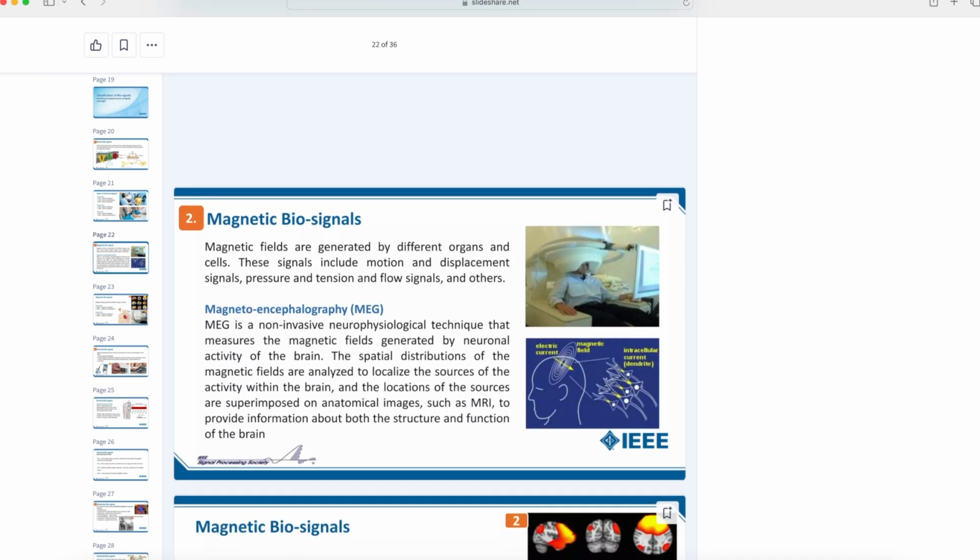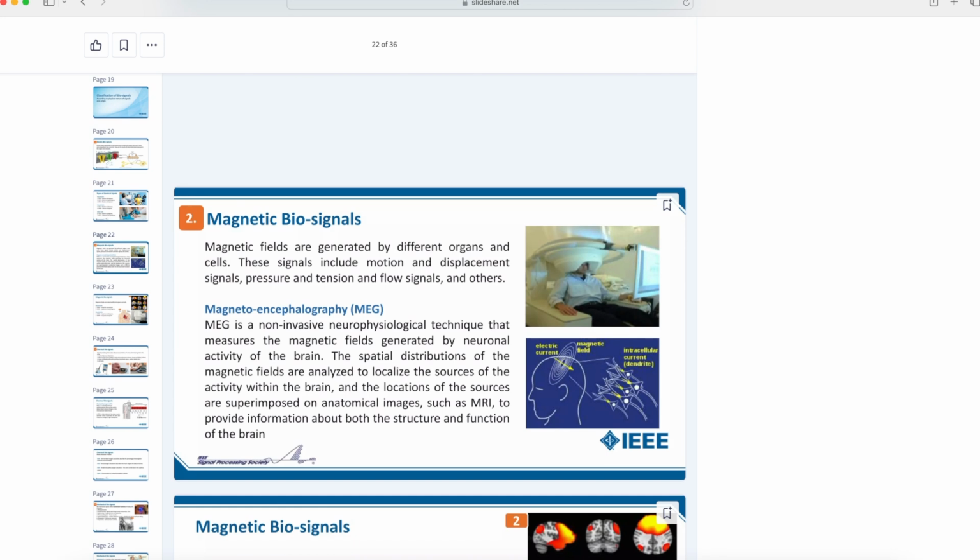Number 2, magnetic biosignals. Magnetic fields are generated by different organs and cells. These signals include motion and displacement signals, pressure and tension and flow signals, and others.